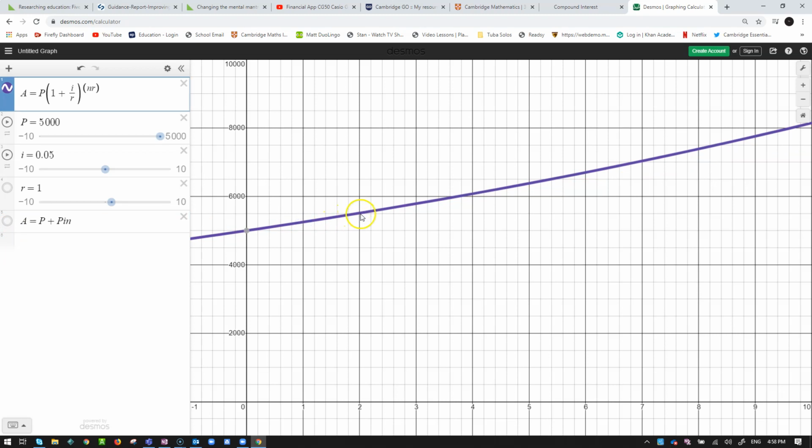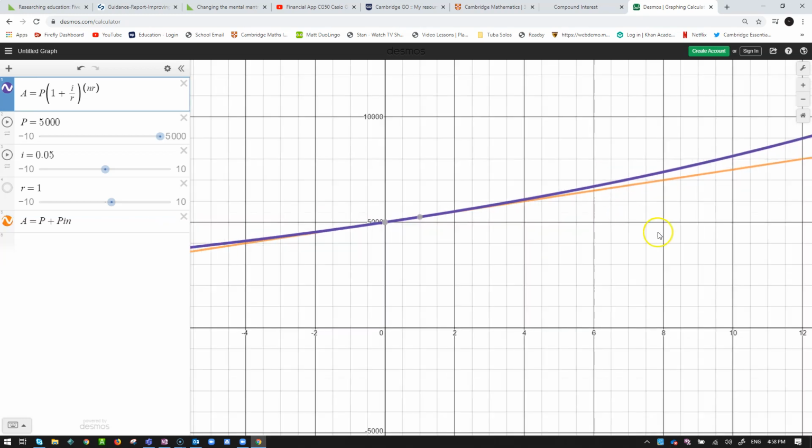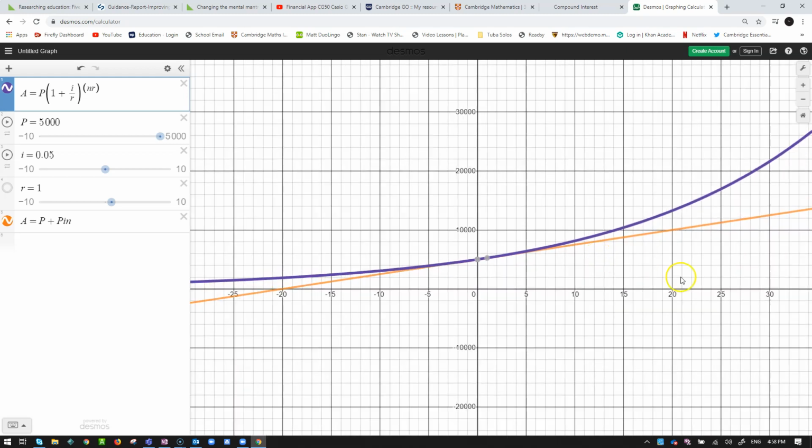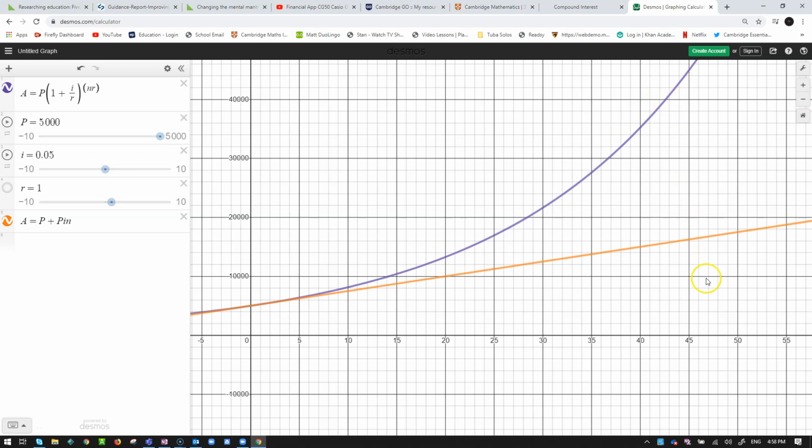After 2 years, the first one was at 5,500. This one at exactly 2 years, you could see there, it was just a little bit more, 5,512.50. So it's increasing. What happens over time is because that interest is compounding, it grows and grows. And you can see there, by the time we get to 10 years, there's quite a significant difference between 7,500 and 8,140-ish. And the further you go into the future, the more that compound interest really starts to take effect.